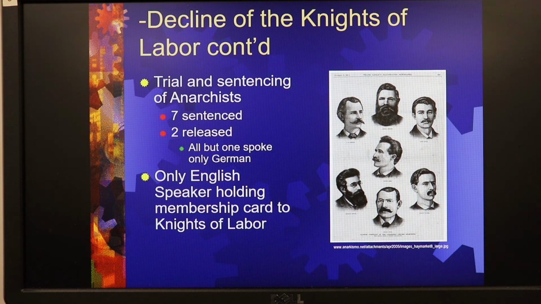And despite the lack of any evidence, we still don't know who threw the bomb. 7 anarchist leaders were sentenced. 2 were later released, 1 committed suicide, and 4 were hung. All but one of these guys was a German immigrant. The only English speaker was also from Texas. He was also married to a black woman who had been published, and he just happened to be holding a membership card to the Knights of Labor. Ready for the next slide?